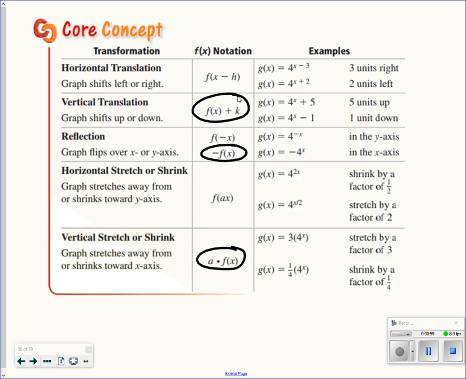If I want to go left or right, I'm going to replace x. If I want to do a reflection on the y-axis, so this one is the y-axis, okay, this one is the x-axis. And if I want to do a horizontal stretch or shrink, and remember when you're replacing x, it's always the reciprocal of. So all the examples over there on the right-hand side deal with the fact that you're either going to replace x or you're going to do it to the entire function.